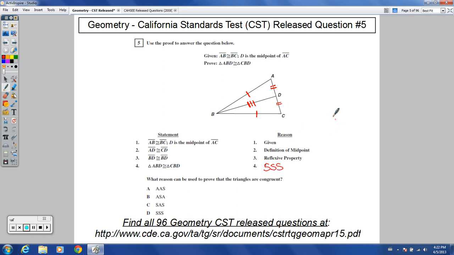You have these 5 congruence theorems or postulates that you learned, and you should have learned by this point. One of them was side, side, side. A second choice is side, angle, side. A third choice is angle, side, angle. A fourth choice, angle, angle, side. And then the 5th one is hypotenuse, leg. But the one that applies here is clearly side, side, side. So this one should be choice D for number 5.